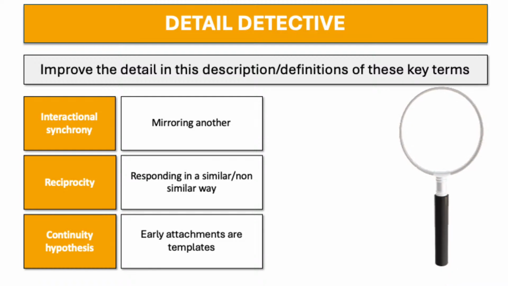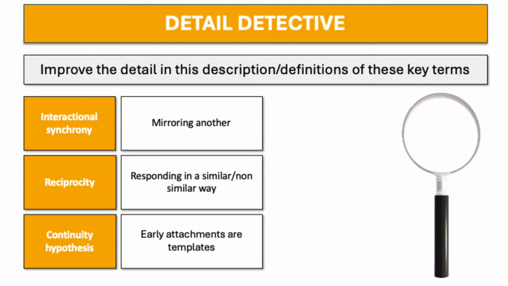And I think the key thing here is that, unlike interactional synchrony, reciprocity doesn't have to be an exact imitation. So it's responding, absolutely like a non-verbal dance, but it doesn't necessarily have to be an imitation of what the caregiver is doing. A couple of you have noticed that in your description, so really well done for that. Let's have a look at the continuity hypothesis then.